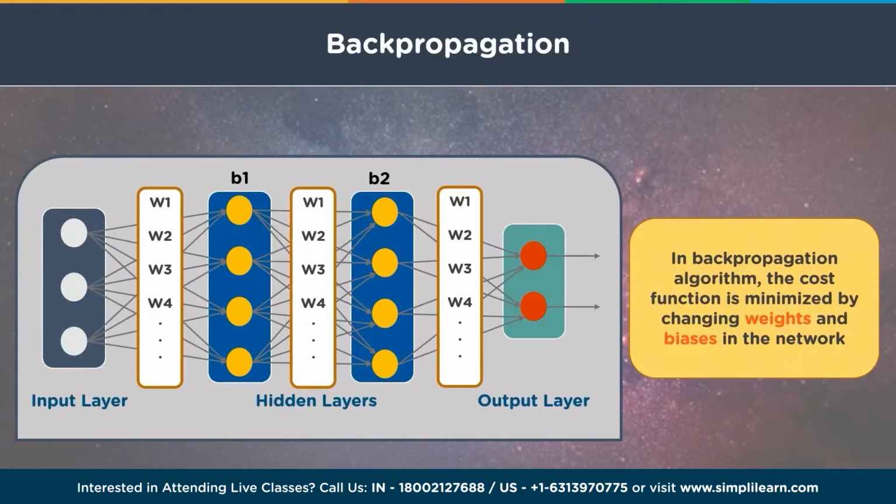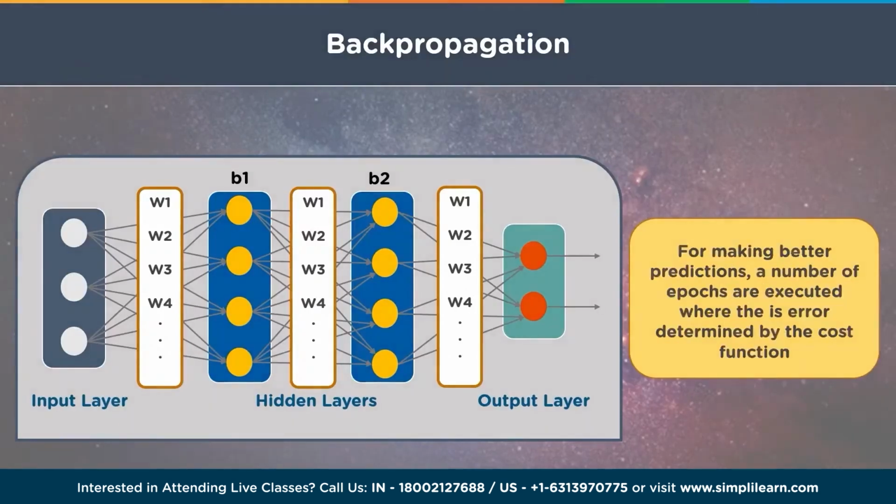What happens is as we adjust these weights, each one of these nodes starts creating a kind of category or something to look for in whatever image or data we have going in. And so for making better predictions, a number of epochs are executed where the error is determined by the cost function. Now epoch is an important thing to keep track of.